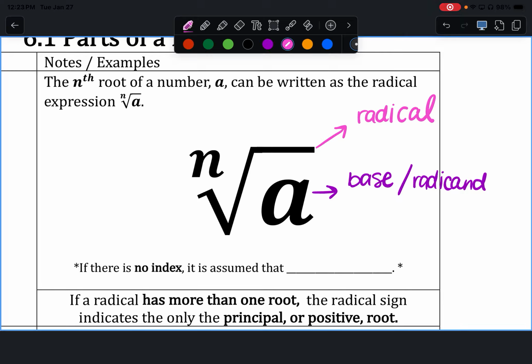Now, where the n is, the n is referred to sometimes as the index, but more often than not, we refer to that as the root. That tells us what root we're taking. Whatever number is right here is the root we're taking.